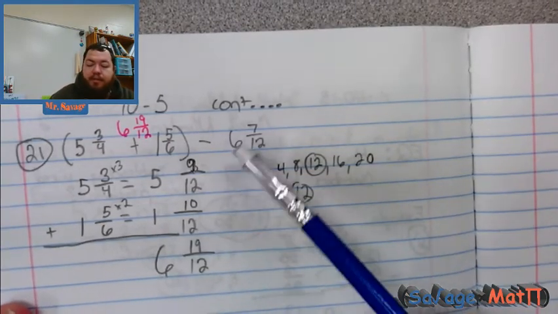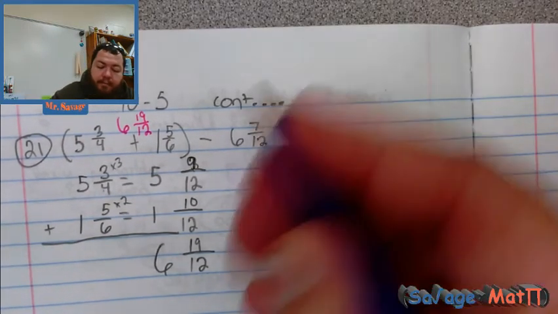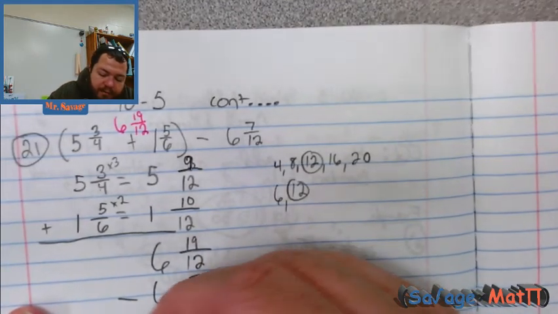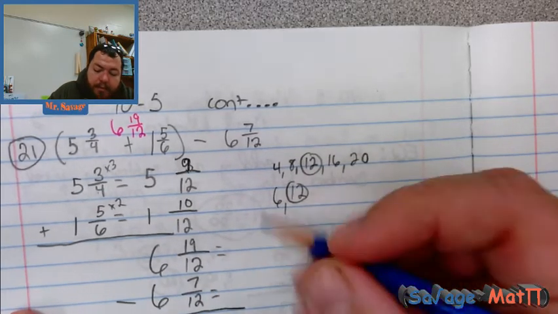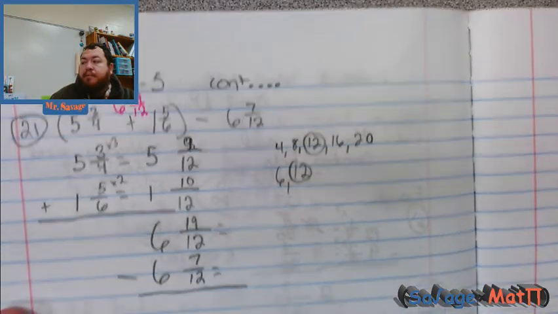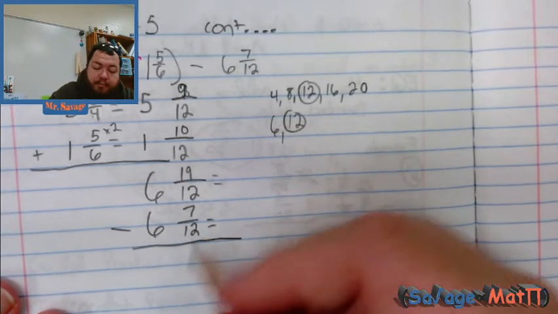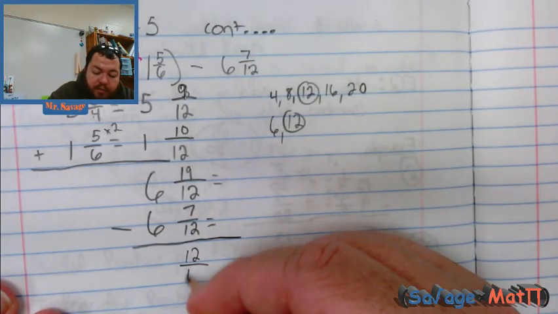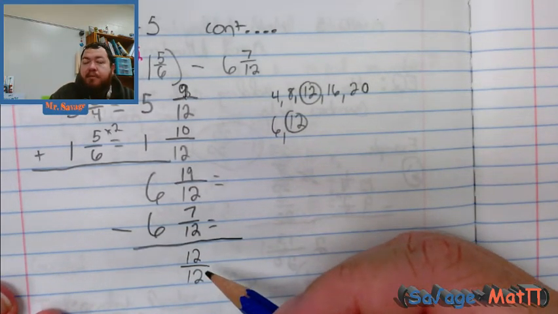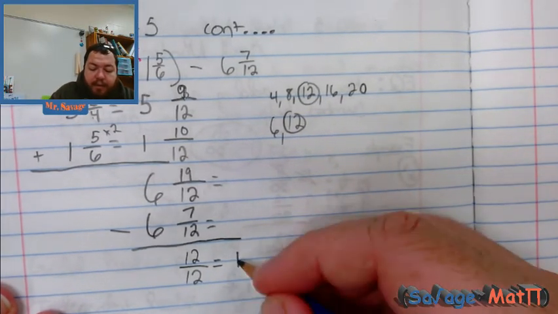Then I need to subtract 6 and 7/12. I'm going to write in column form again, 6 and 7/12. Now remember, I already have a common denominator, so I don't need to work anything else out on the side. So 19 minus 7 is 12/12. 6 minus 6 is 0. So what I have left is 12/12. Now I need to simplify. 12/12 equals 1. So my final answer is 1.